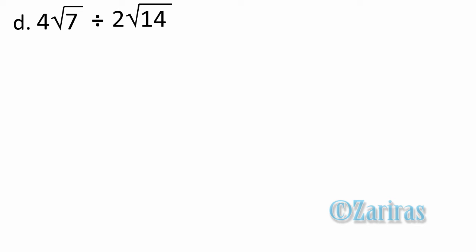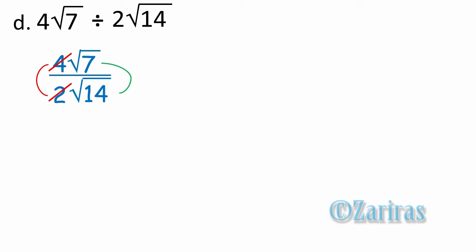Going to the next question, D, 4 root 7 divided by 2 root 14. So we'll write them in the fraction form. So we could just divide the number with the number and the surd with the surd. 4 divided by 2, we can say 2. We get in the numerator 2. So now we will see the surd with the surd. Root 7 and root 14. 7 divided by 14 we know is 1 over 2. So the square root would come in the denominator as root 2.